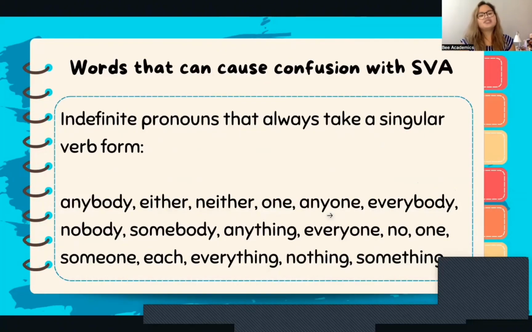Now, words that can cause confusion with subject-verb agreement. Indefinite pronouns that always take a singular verb form: anybody, either, neither, one, anyone, everybody, nobody, somebody, anything, everyone, no one, someone, each, everything, nothing, and something. These are very confusing, especially for Filipino learners.